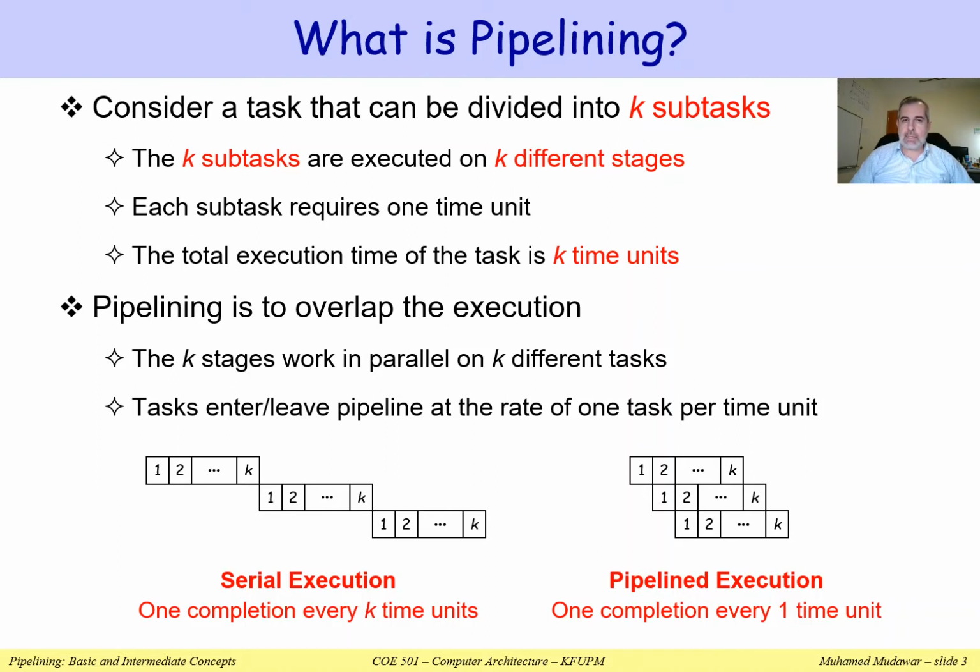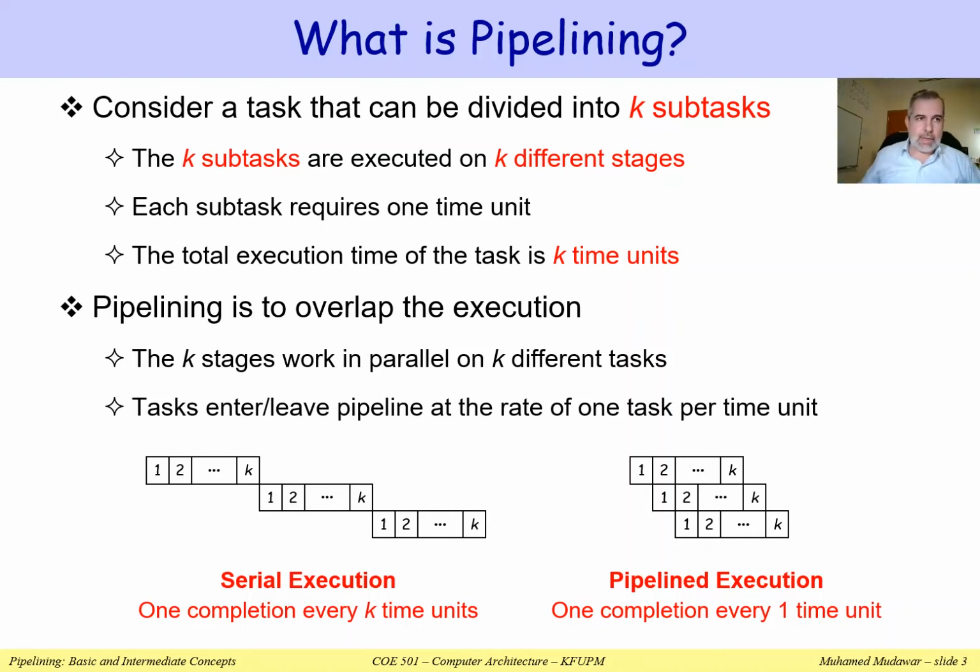If each subtask requires one time unit, the total execution time of the task will be k time units. But the idea is to overlap the execution. You don't really have to wait for one task to complete to start another task. So this is the difference between serial execution and pipeline execution. If you look at this slide carefully, you can see that there is a difference between serial and pipeline execution. With serial execution, you can see one completion every k time units.